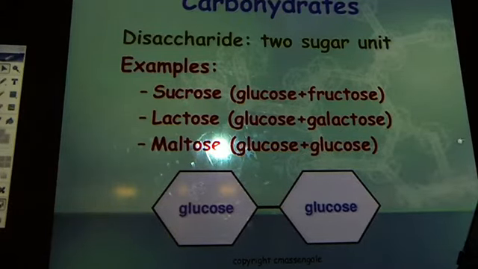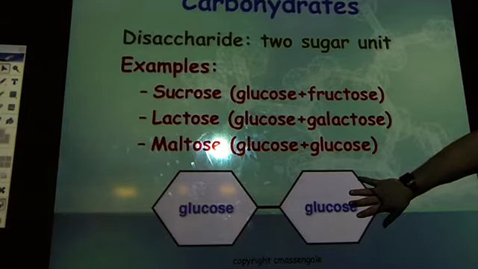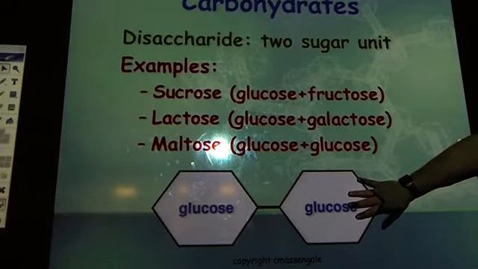Anybody know where you would find maltose sugar? Malt. Beer. This is the sugar that yeast eats in order to make carbon dioxide in beer.